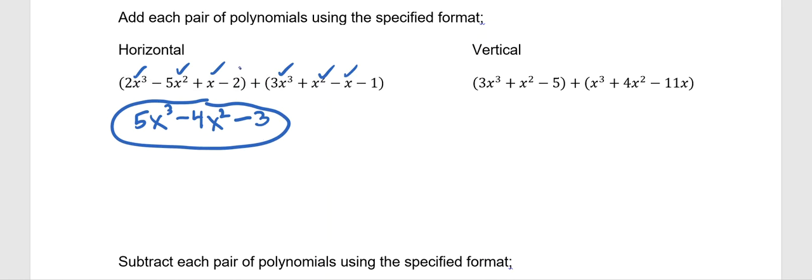So notice with the horizontal method, we just kept track of things both in terms of order and in terms of our pieces. And I like to either cross out or check as I go so I don't lose track of any terms, or I just forget to account for them.